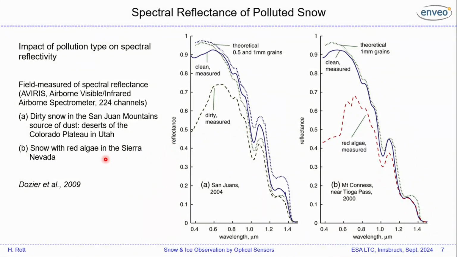A similar story, the snow with red algae in the Sierra Nevada. In German, das heißt Blutalgen, these are red algae, and we sometimes have them on snow. And then here, of course, what would you expect? A peak of reflectivity in the red visible wavelengths, and still quite high in the near-infrared. So we can see if it's polluted, it can be quite variable.